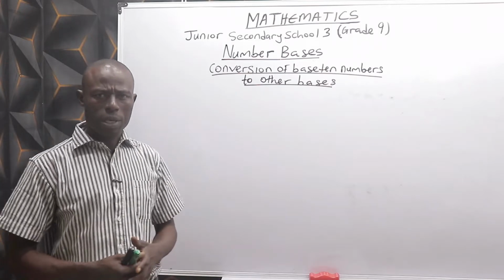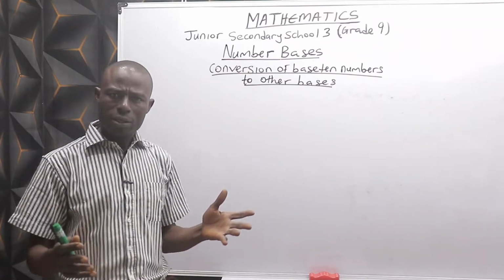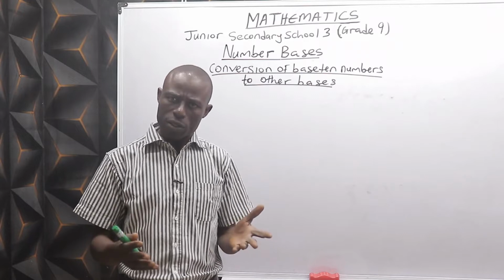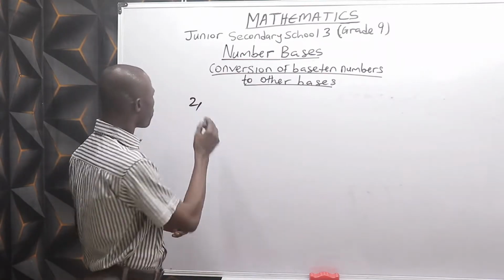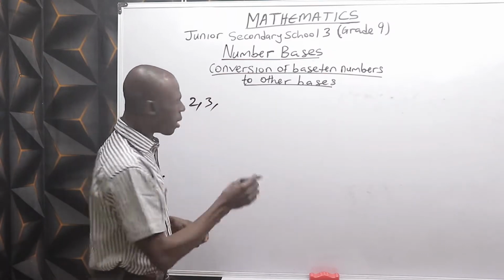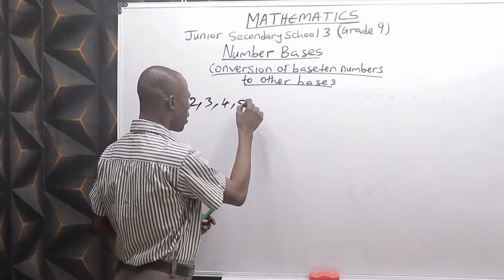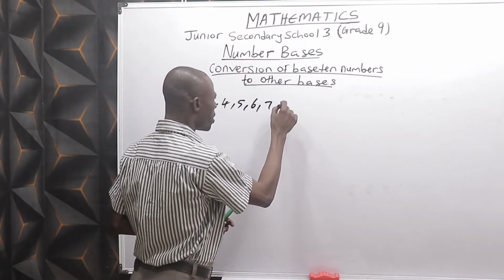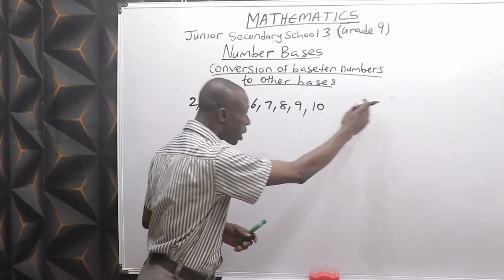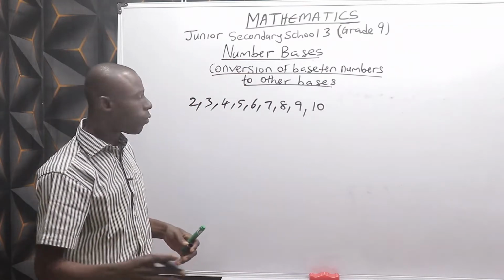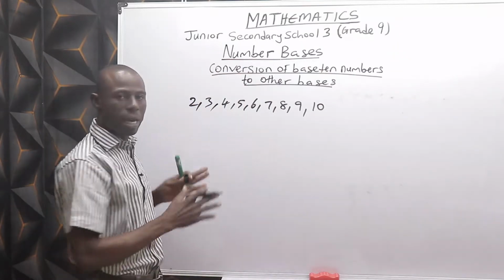What do we mean by number basis? Numbers can be in different bases. Number can be in base 2. Number can be in base 3. Number can be in base 4, base 5, base 6, base 7, base 8, base 9, base 10. We can have base 11, 12, and so forth, but for your level, let's stop here.